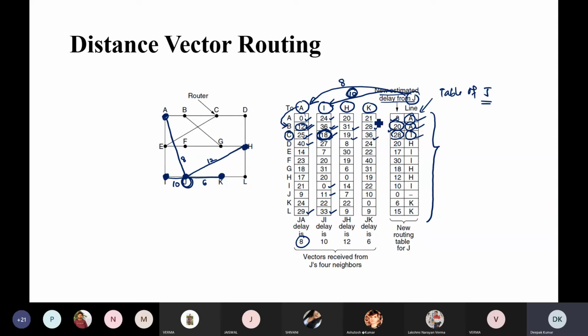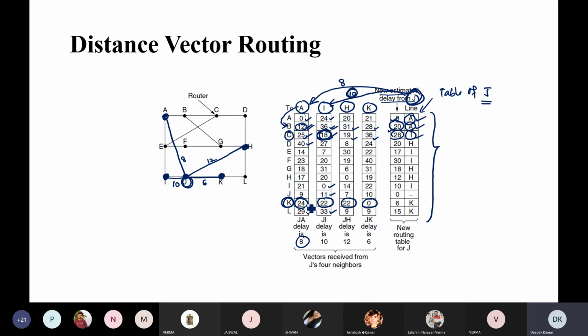Now again, suppose let's say another. Suppose from J you have to go to K. J to K, okay? Then what will be the smallest path and what should the table be according to this? From J to K, to reach K, among all these, which one is the smallest?